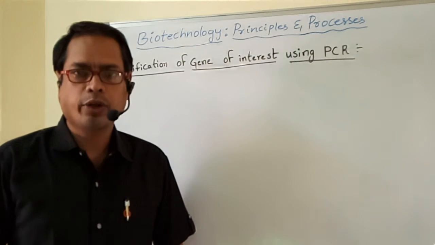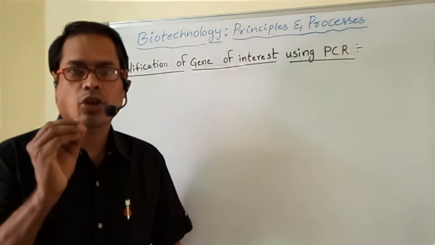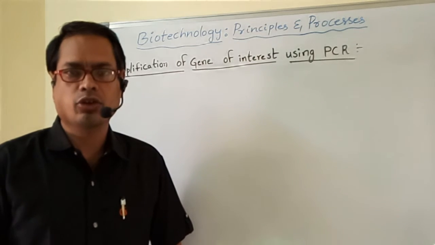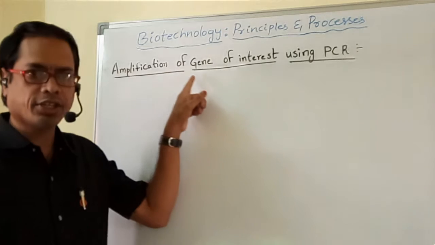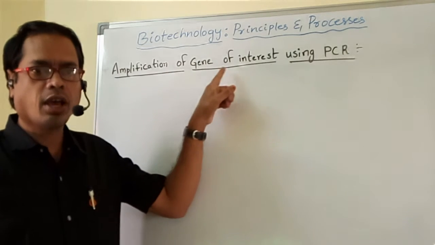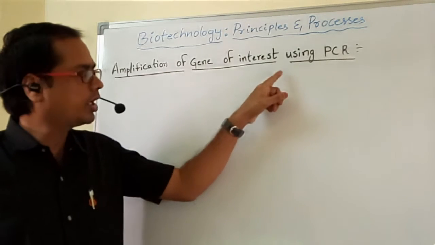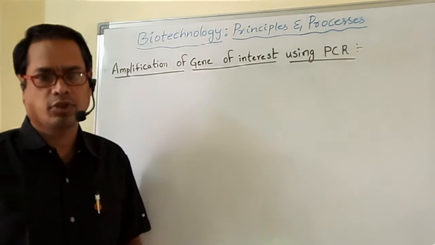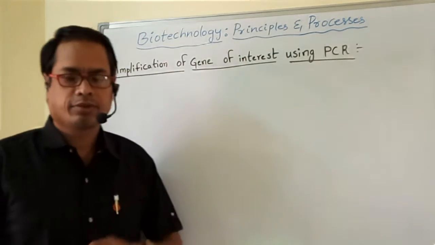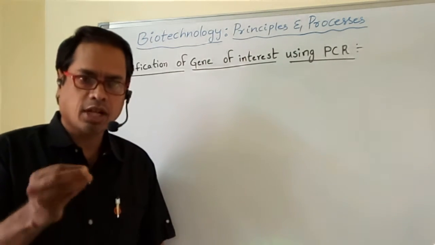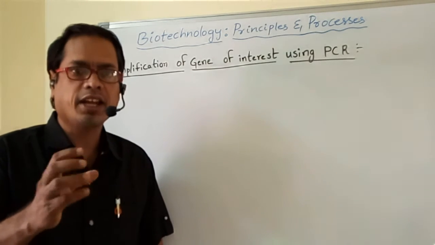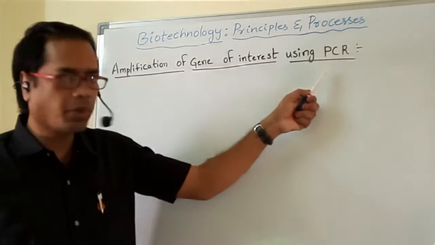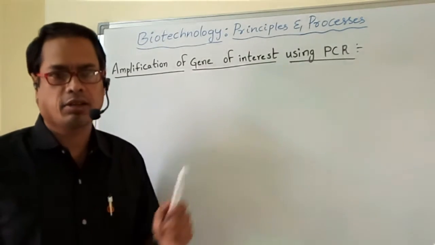Today I am going to explain the last topic in this chapter, that is biotechnology principles and processes, amplification of gene of interest using PCR. Gene of interest is also called interest gene or desired gene. By using which method? PCR.